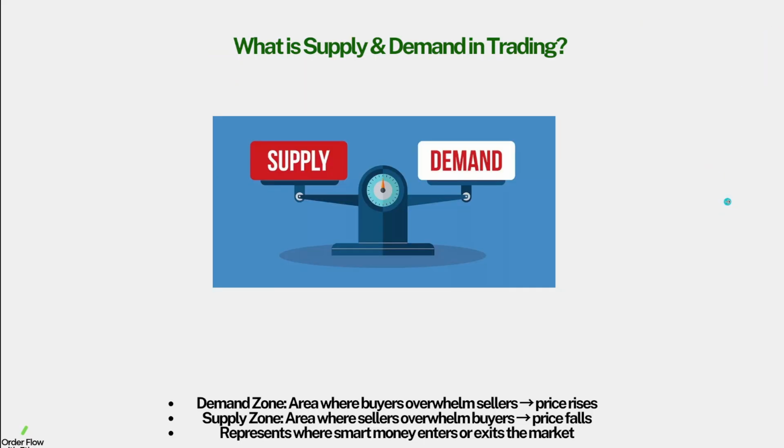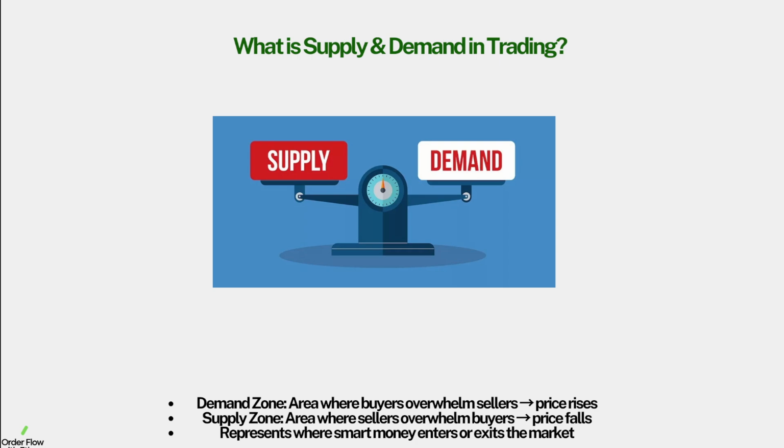So what's supply and demand in trading? Well, first of all, we have demand zones where buyers overwhelm the sellers, which means price rises, and supply zones where sellers overwhelm buyers and the price falls. It represents where smart money enters or exits the market. So the demand zone is an area where there are more buyers that want to buy than sell, so the price goes up. You can see that in the order flow by delta, by imbalances, and by how the POC is concentrated.